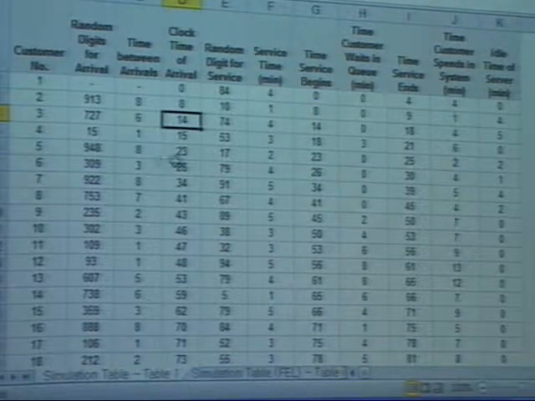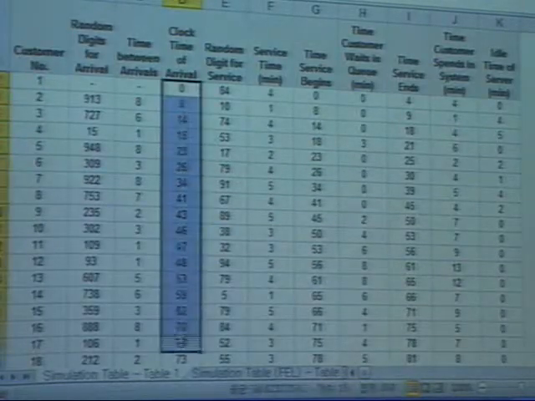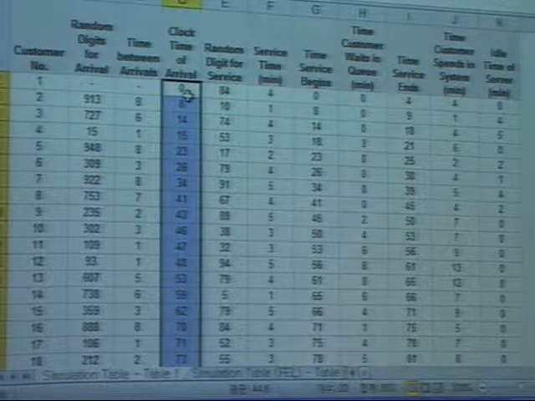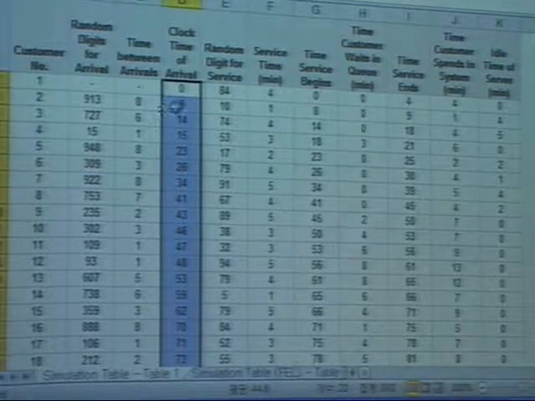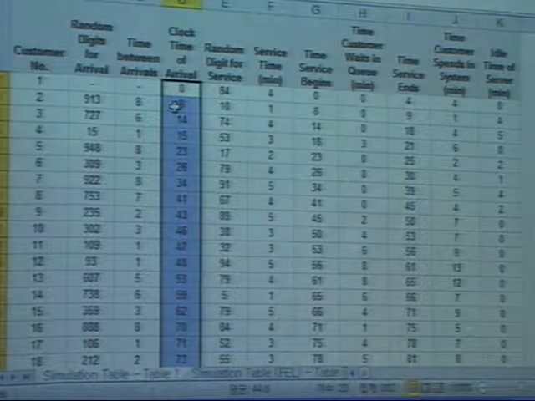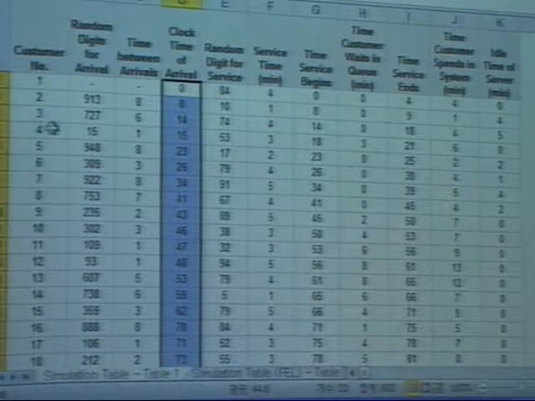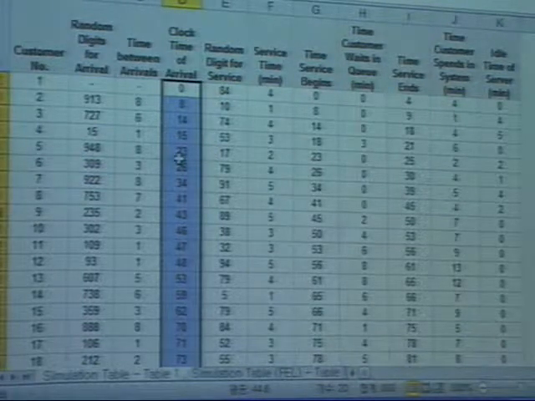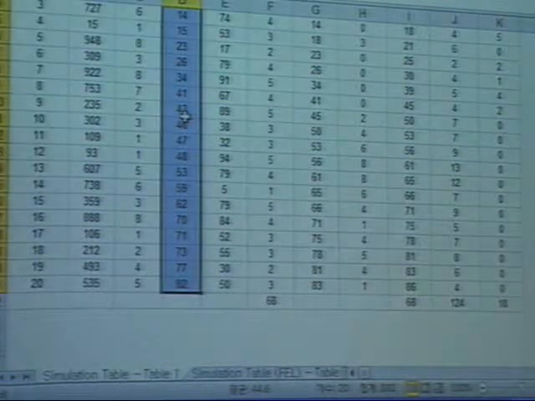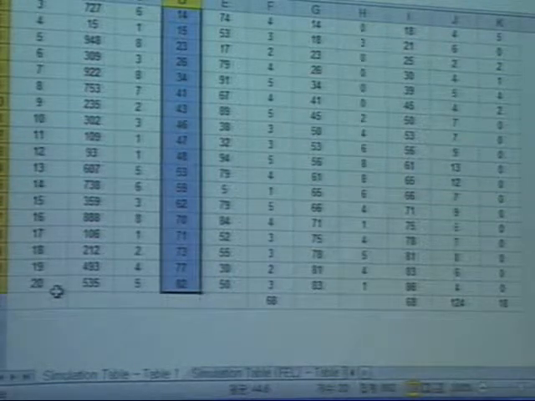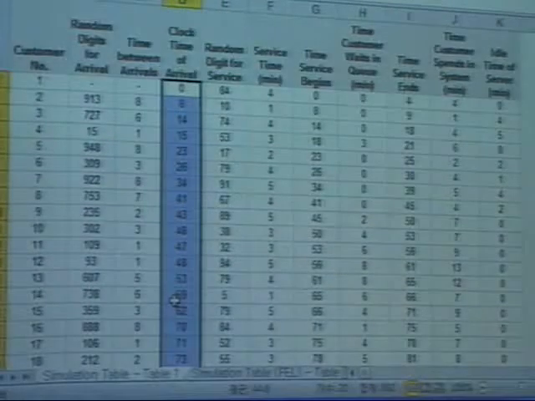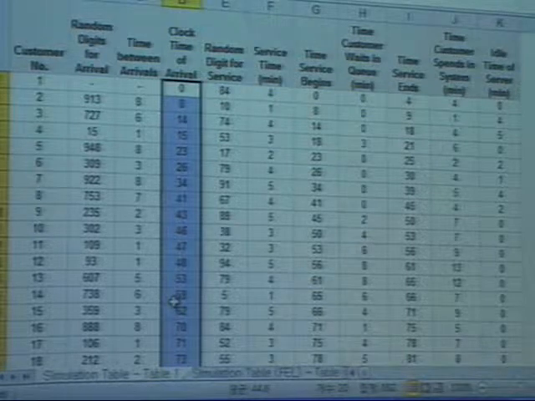By repeating it, we can generate this. The first customer arrives in the system at the beginning. Second customer arrives at 8 minutes. Third, 14 minutes. Fourth, 15 minutes. Fifth customer, 23 minutes, and the like. So the 20th customer arrives in the system at 82 minutes. Any question in generating this arrival of customers to the system?